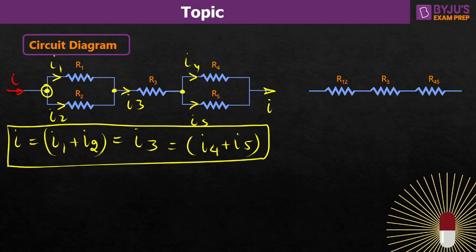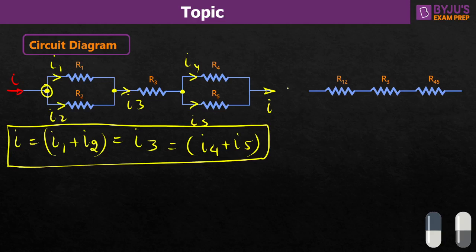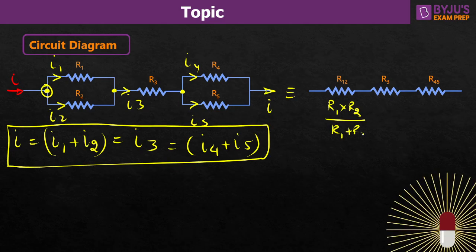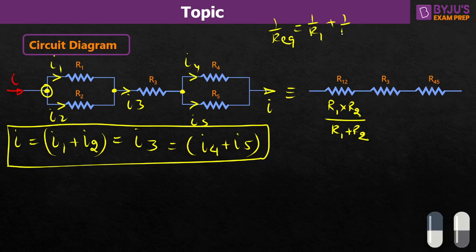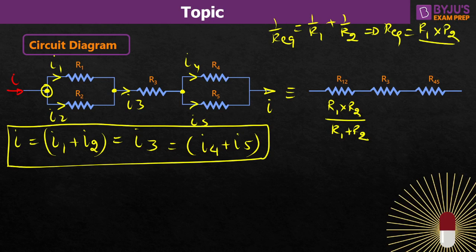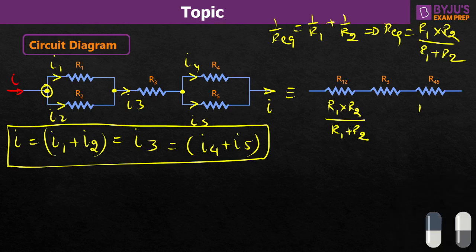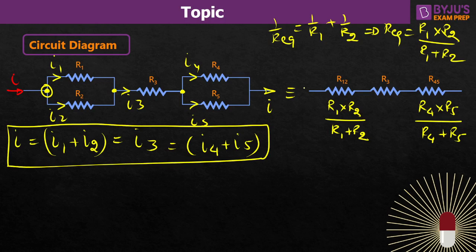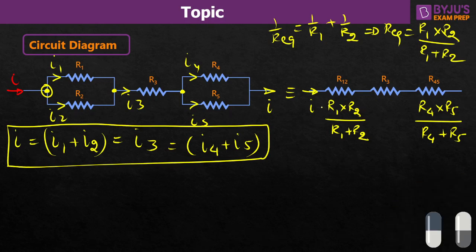And now to simplify this circuit diagram, R1 and R2 are arranged in parallel. R1 and R2 equivalent is R1 into R2 upon R1 plus R2, because 1 upon R equivalent will be equal to 1 by R1 plus 1 by R2. Then R4 and R5 can be written as R4 into R5 upon R4 plus R5. Now all the resistances are in series.